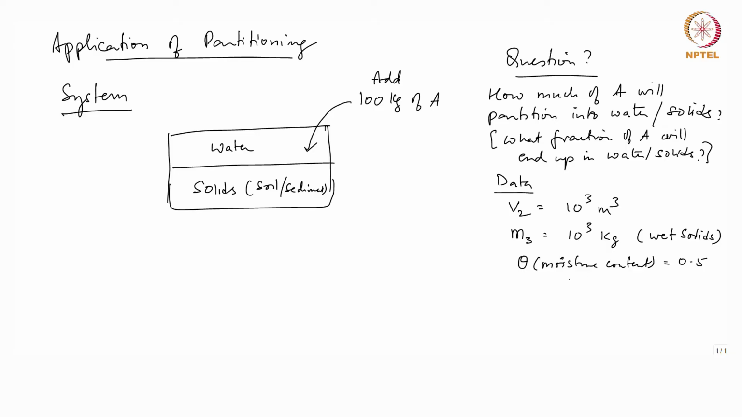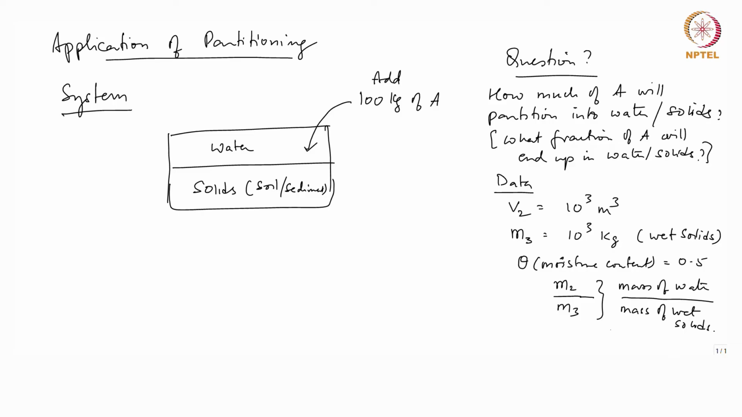So in this particular problem I am using moisture content as mass of water over, let's call it M3. Let's not worry about M2 plus M3, we'll just say M3. So what this means is that it's the mass of water over the mass of wet solid. So you have to be very careful here.